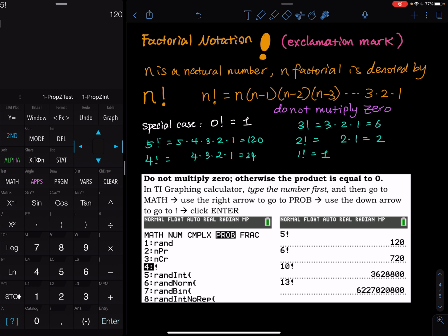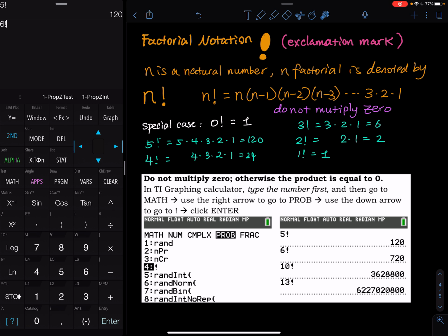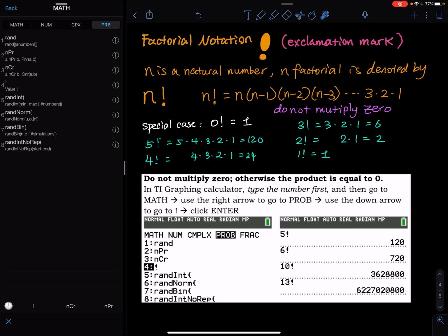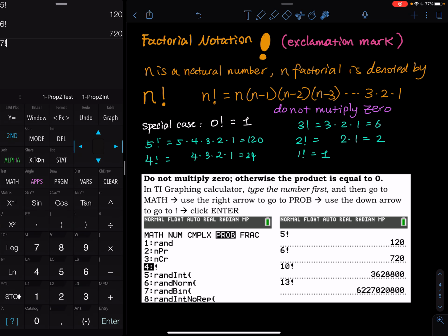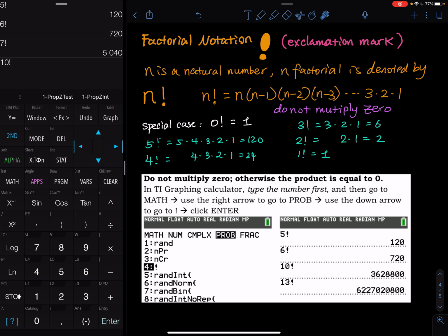If you want to find 6 factorial, you type 6, and then you go to math, and then to PRB, and then you find the factorial, line 4. Then you hit enter, and that is 720. If you want to find 7 factorial, you type 7 first, and then you go to math, and then to PRB, and then you use the factorial, then there you have it. And then 10 factorial, so 10, and then you go to math, PRB, and then the factorial symbol, and there you have it.